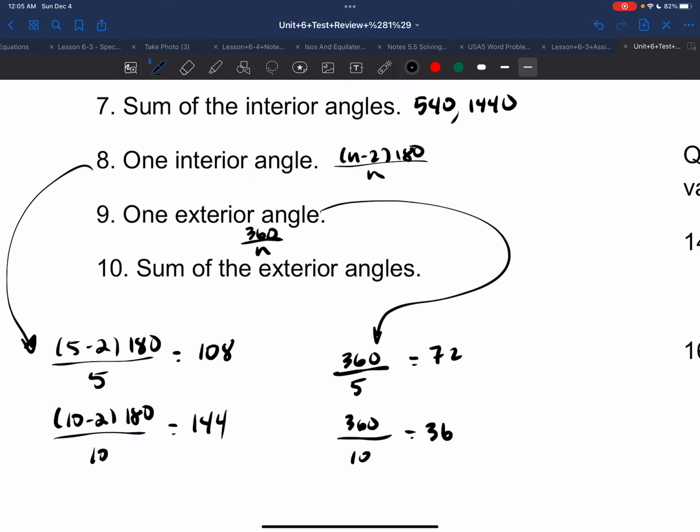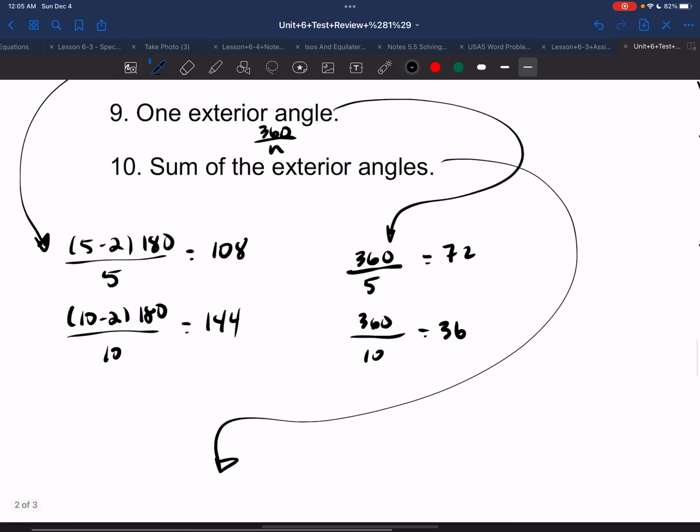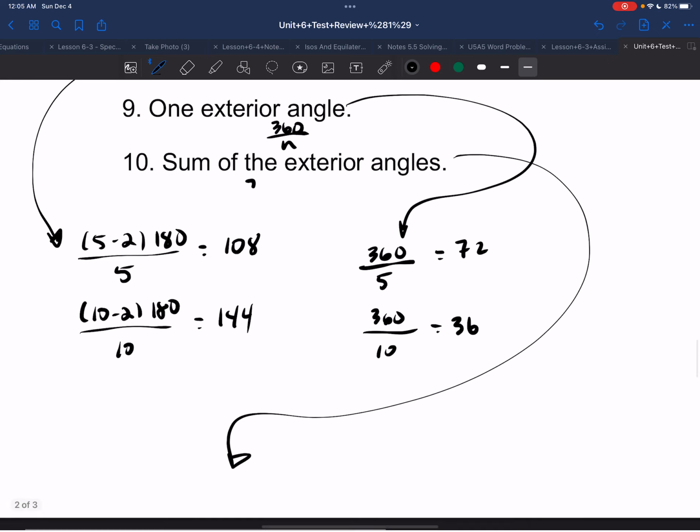Okay, so now, last thing I want to go ahead and do is talk about the sum of the exterior angles. Well, it's non-negotiable. Both a decagon and a pentagon, or any polygon, is going to be 360 degrees. So for a pentagon, the sum of the exterior angles of a pentagon is 360. And for a decagon, that's the same case. The sum of the exterior angles of any polygon, specifically a decagon, is also 360 degrees. It's non-negotiable. Okay?